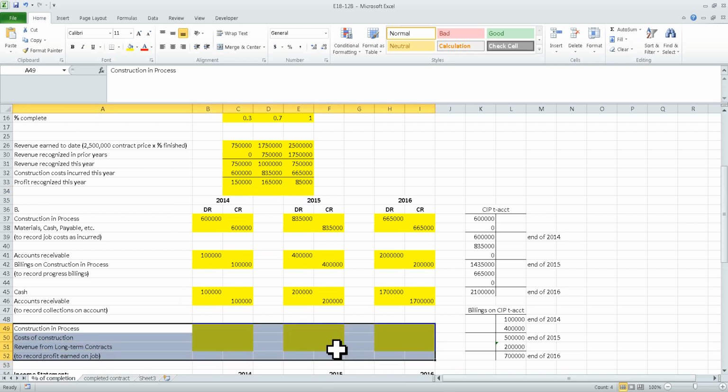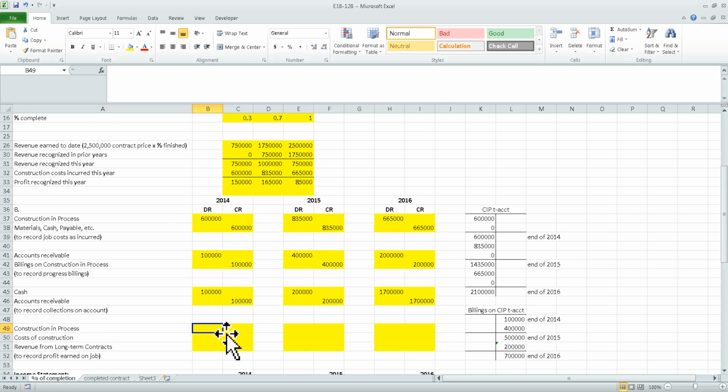Okay, so now let's scroll down and prepare this last journal entry, which again is a journal entry that is prepared only in the case of percentage of completion. It's the entry made at the end of each year to pick up the profit for that year. So the revenue that we're going to recognize in 2014, we calculated up here to be $750,000. The cost of construction that we're going to recognize on the income statement is the $600,000 amount that we actually incurred that year, and then the difference between those two amounts, the 750 versus the 600, that 150 there, is what we're going to debit to construction in process. Remember, the construction in process account includes construction cost incurred plus profit that you pick up under the percentage of completion method.